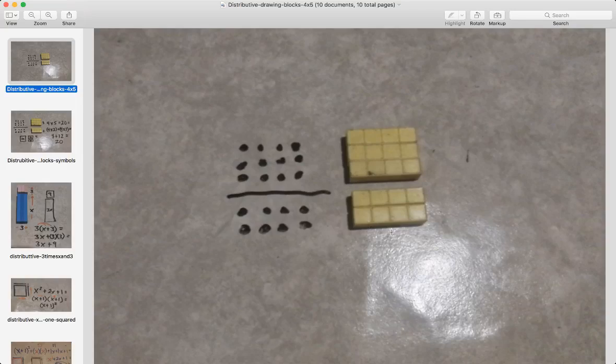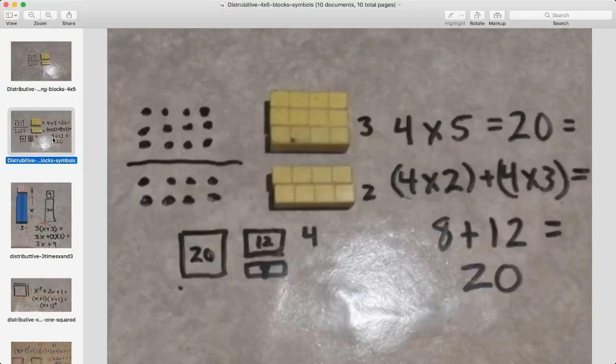In other words, 4 times 5 is the same thing as 4 times 2 plus 4 times 3. Wait, let me say it right. 4 times 2 plus 4 times 3. There you go. All right. But do you see the 2 and the 3 and how that makes 5? And how does it get simpler than that? It doesn't get simpler than that.